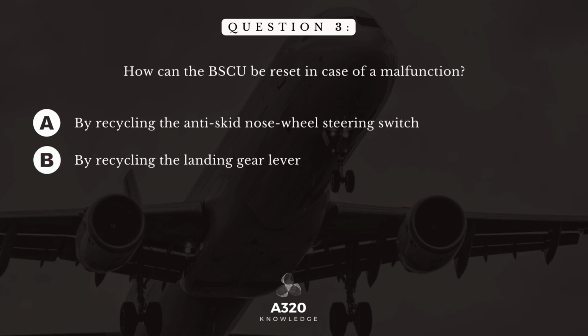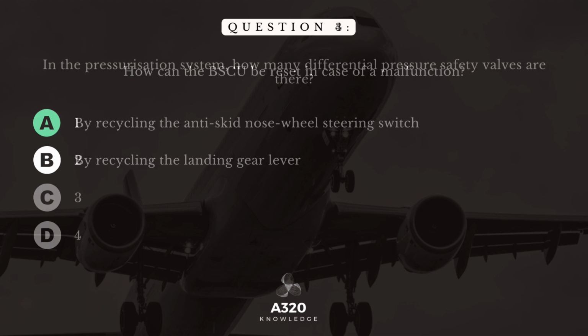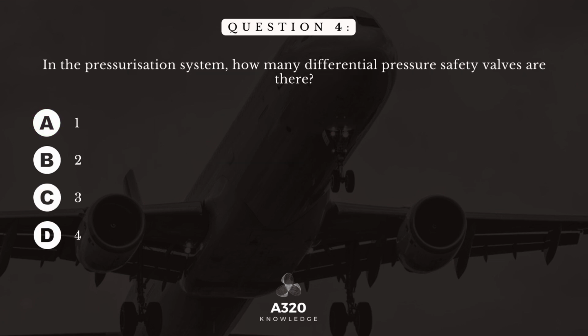Question 3. How can the BSCU be reset in case of a malfunction? The answer is A. By recycling the anti-skid nose wheel steering switch. Question 4. In the pressurization system, how many differential pressure safety valves are there? The answer is B.